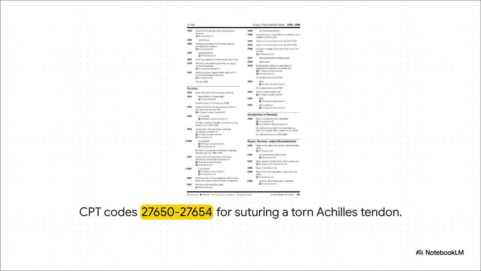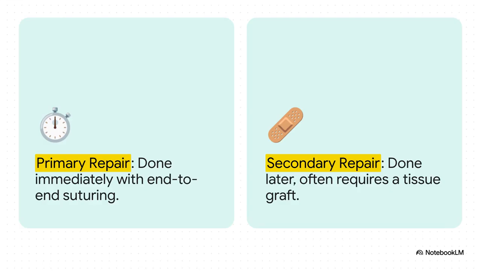You don't just grab a generic repair code. You actually have to select your code based on the exact timing of the surgery. The absolutely critical CPT guideline difference here is choosing between a primary repair and a secondary repair. A primary repair, which is code 27650, happens right after the injury. The torn ends of the tendon are fresh, so the surgeon can just pull them together and stitch them up end to end. Nice and straightforward.